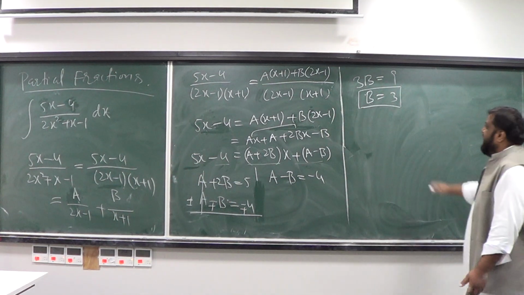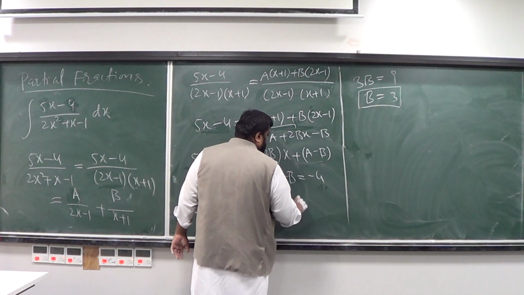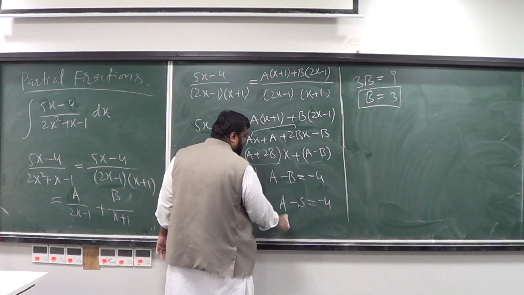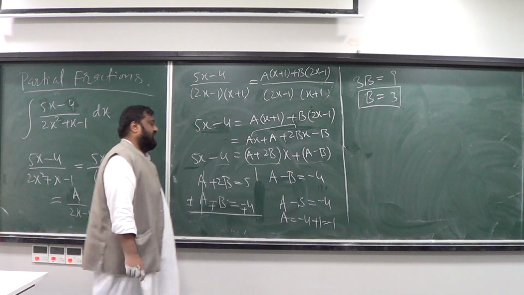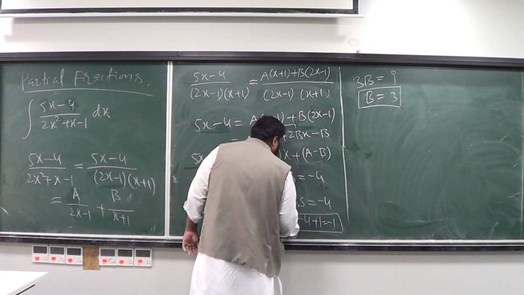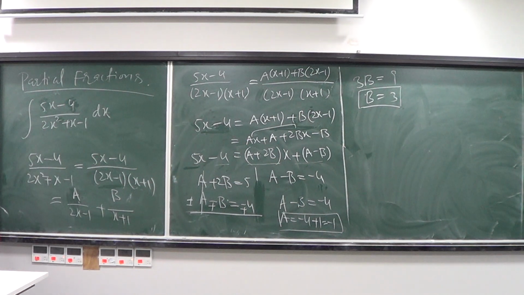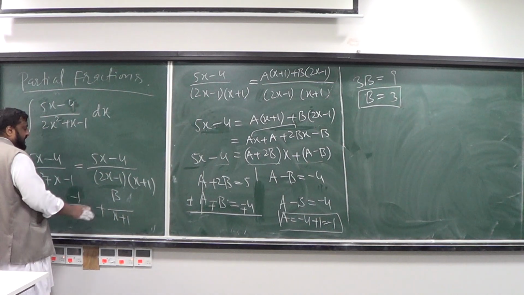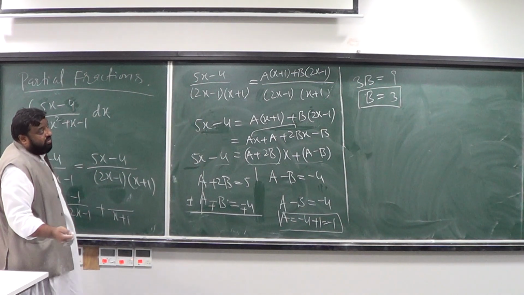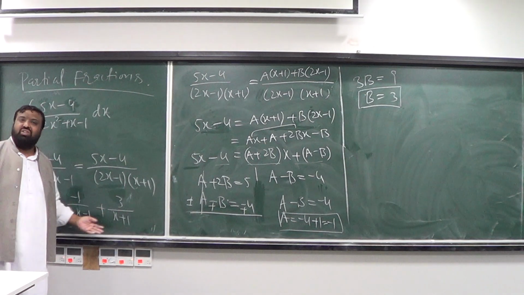And if you got the value of B, just substitute it into one of the equations. So in other words, in A minus B equals negative 4, if I substitute 3 for B, the A will be negative 4 plus 3, so you're going to get negative 1. So we found the value of A and we found the value of B. Substitute them back here. The value of A is negative 1 and the value of B is 3. So your complicated expression has been converted into a very simple expression.